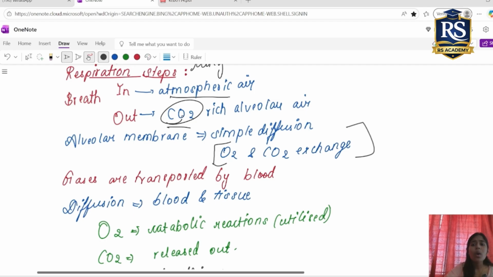Okay. Now, the inhaled air will reach the alveoli, which are thin-walled and vascularized bags. We have already studied, right? Which is thin and vascularized in structure, that is called alveoli. So, here the exchange of gases occurs through simple diffusion. O2 and CO2 are exchanged by the process called simple diffusion through the alveolar membrane.